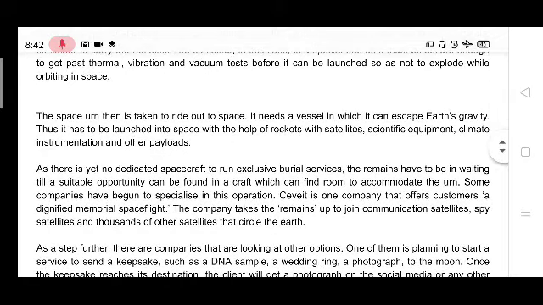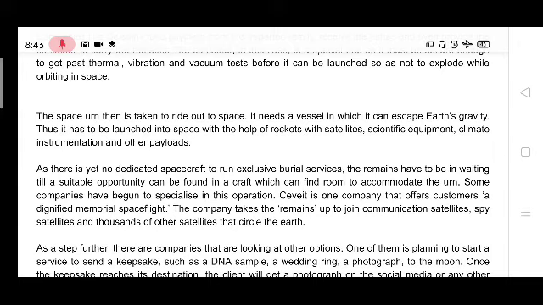The urn is then taken for its ride out to space. It needs a vessel in which it can escape Earth's gravity. Thus, it has to be launched into space with the help of rockets, with satellites, scientific equipment, climate instrumentation, and other payloads.